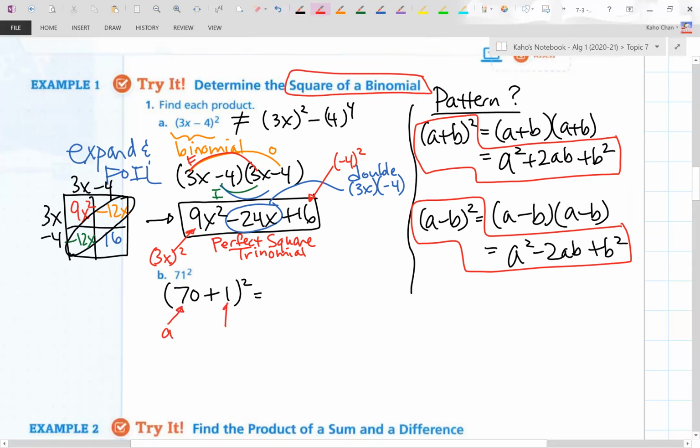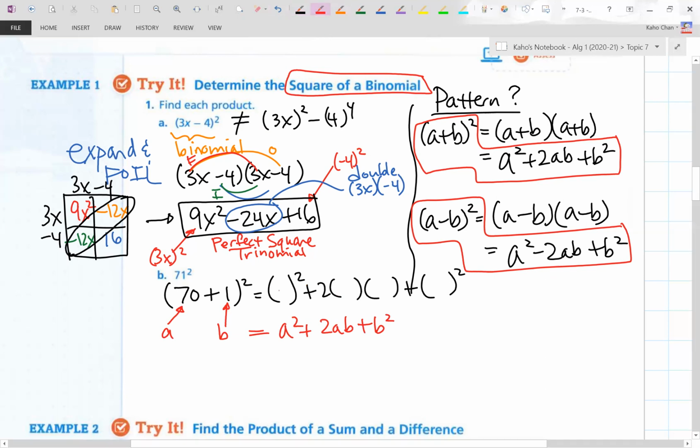The 1 is B. So I'm just going to use the pattern over here. This equals a squared plus 2ab plus b squared. That's what I'm going to do up here, okay? A squared plus 2ab plus b squared.